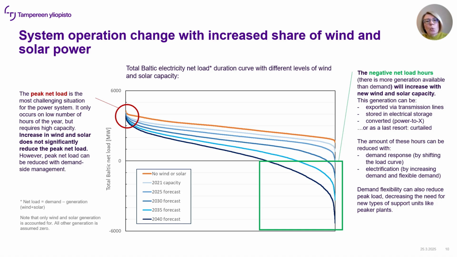Another challenging situation occurs when available generation is higher than demand. It's marked with a green square. With increasing wind and solar capacity, negative net load hours will become more frequent. The excess electricity can be exported, stored, converted, or curtailed. The amount of these hours can be reduced with demand response and electrification.